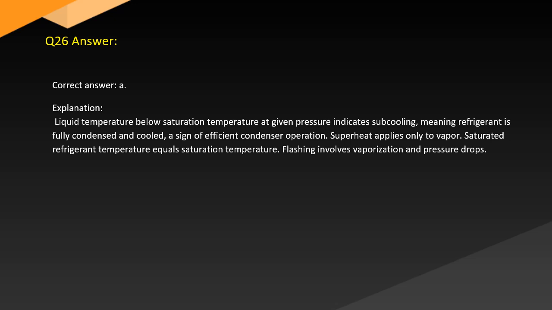Answer. Correct answer A. Explanation. Liquid temperature below saturation temperature at given pressure indicates subcooling, meaning refrigerant is fully condensed and cooled, a sign of efficient condenser operation. Superheat applies only to vapor. Saturated refrigerant temperature equals saturation temperature. Flashing involves vaporization and pressure drops.